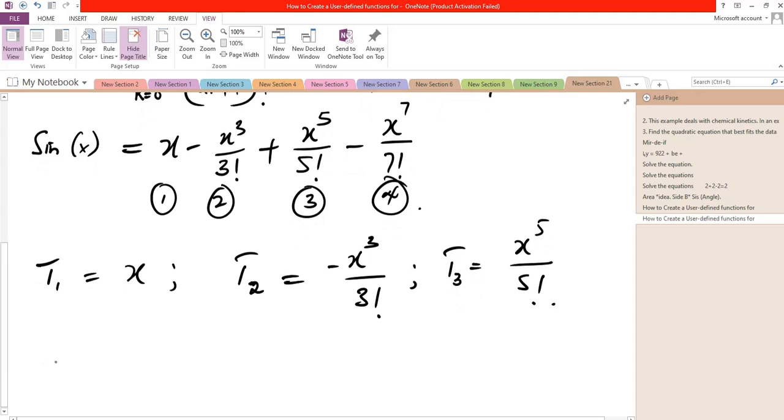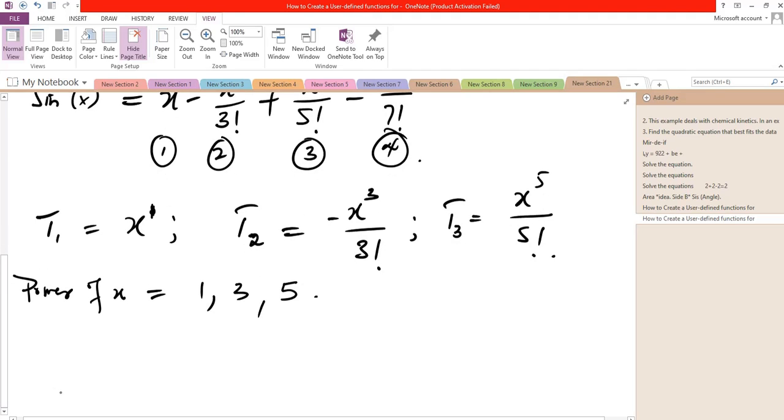Now, having gotten this, if you look at it critically, let's look at the power of the x. For the first term, the power of x is 1, the second term is 3, the third term is 5. When you look at the way it is progressing, you know it's an arithmetic progression.